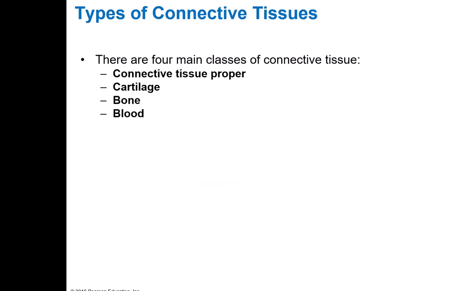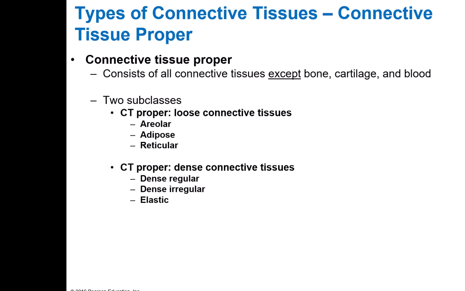Let's start talking about the four main types of tissues. So that first class is called connective tissue proper. And you can see here there are two subclasses, and within each of those subclasses, there are three types. So there's really a total of six types of connective tissue proper. We have loose connective tissues and dense connective tissues. So let's look at loose connective tissues.